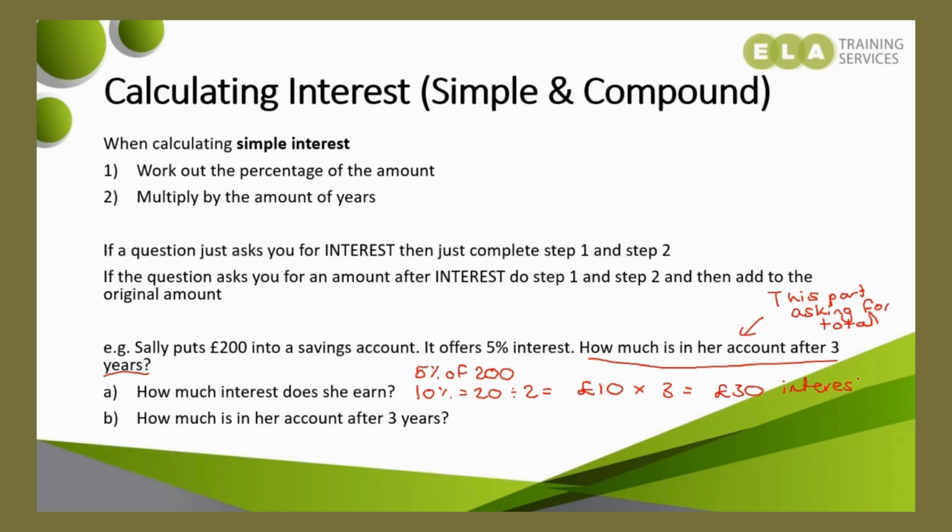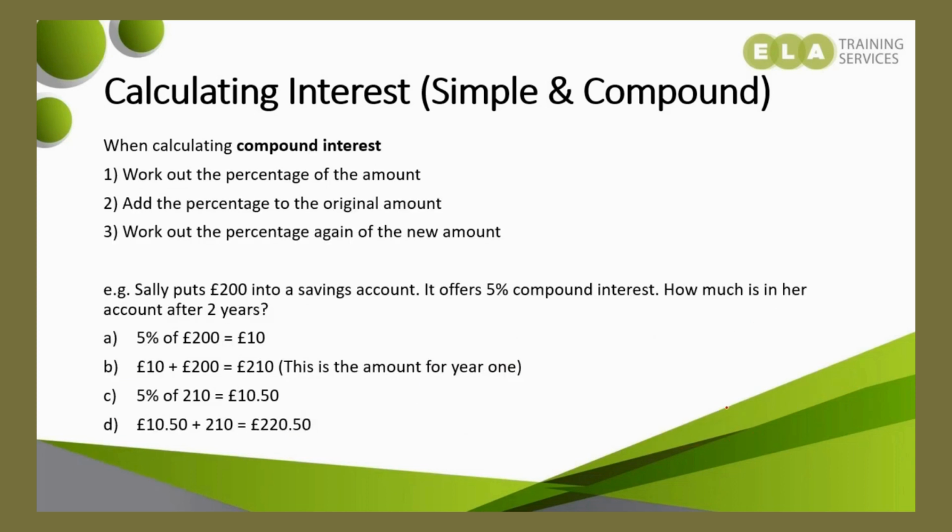So how much would be in her account after those 3 years would be 200 add 30. She would have £230 after the 3 years. So we worked out the percentage and then we added it on to our amount. But she only earned £30 of that as interest.